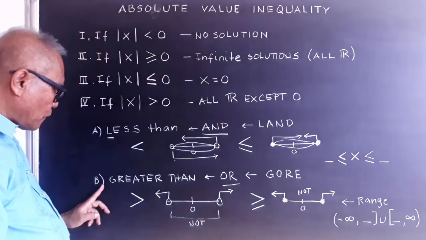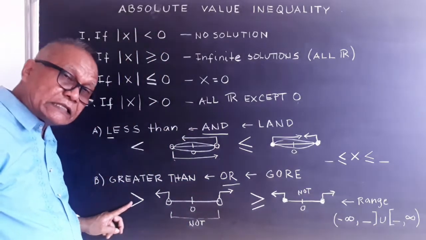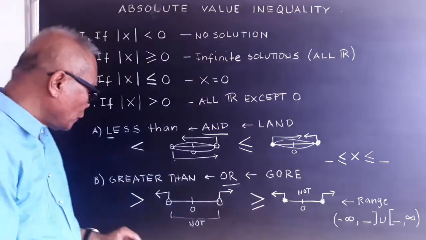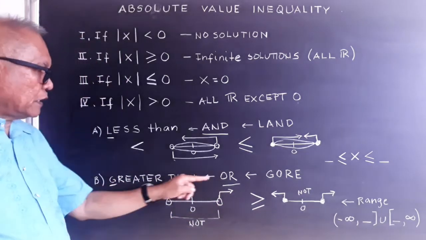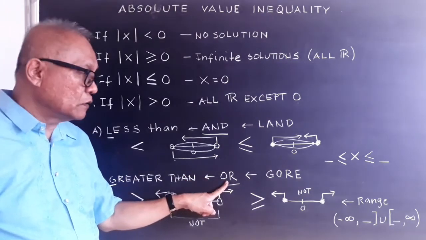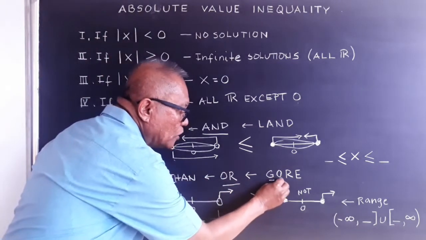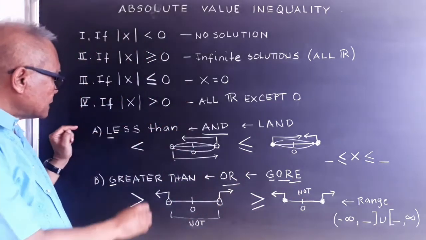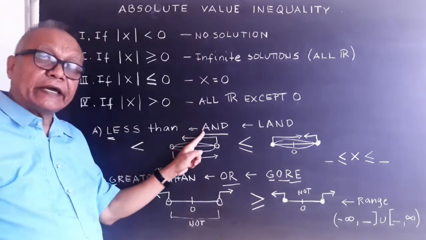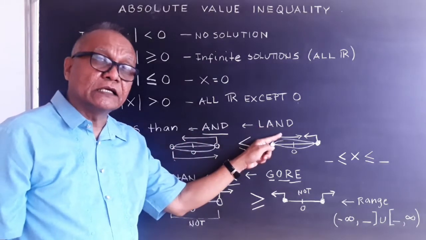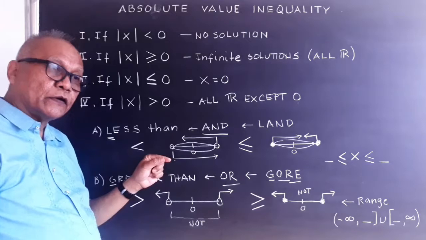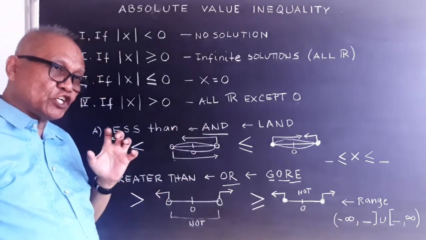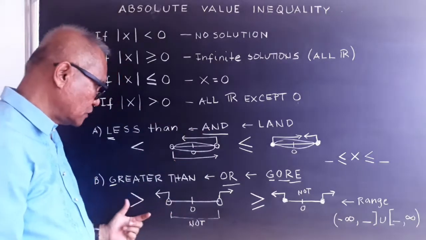For B, if we have a greater than or greater than or equal to, we have the G here, and we are going to use the OR. So that's why it's G, OR, GOR. The other one, for less, we have the L, and the A and D, we have the LAND. So you can easily remember, if that is less than, then AND. If that is greater than, G, it's an OR. So you have this one.